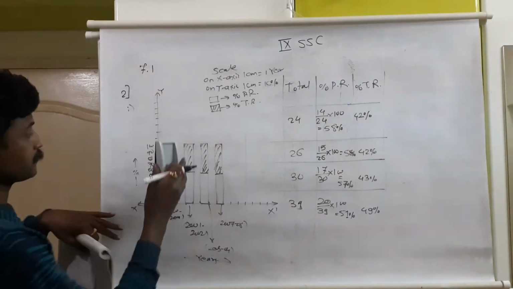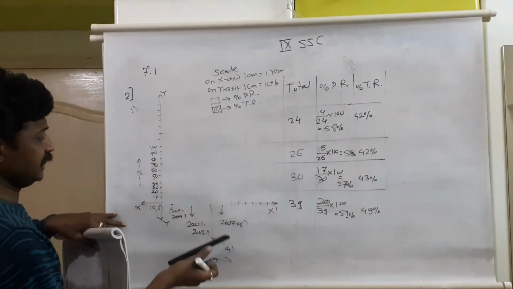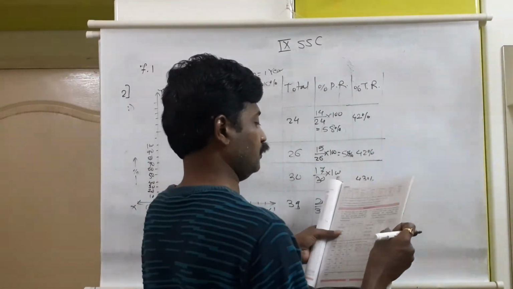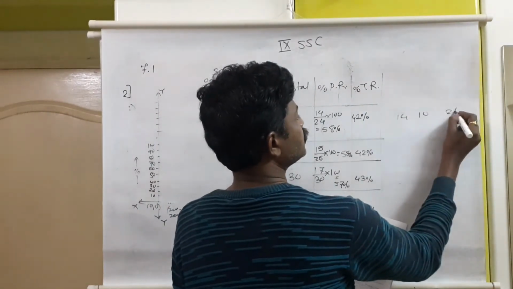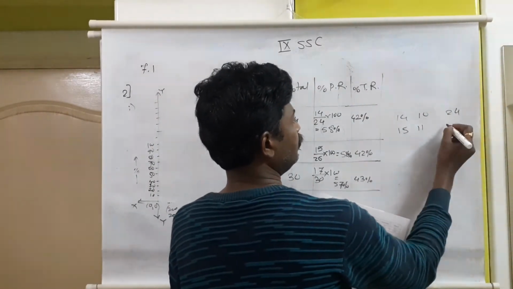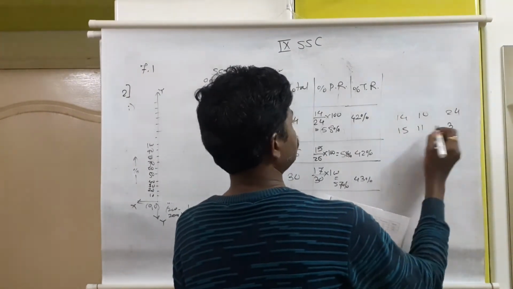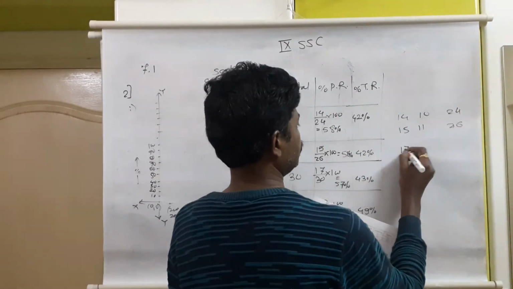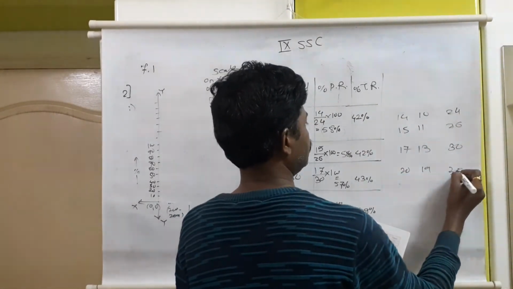On the same axes, how can we draw a subdivided bar graph? The x-axis can be the same, and the y-axis we can also consider. See what is given to us: 14 and 10, total is 24. Next is 15 and 11, total is 26. Next is 17 and 13, 30 is the total, and the last is 20 and 19, total is 39.